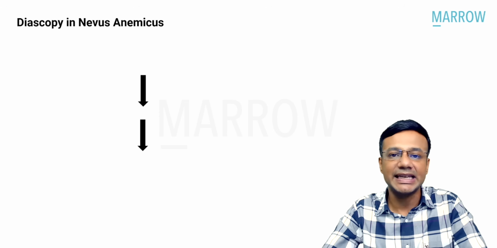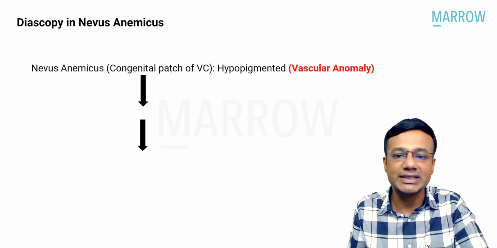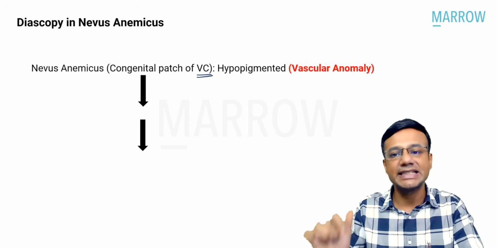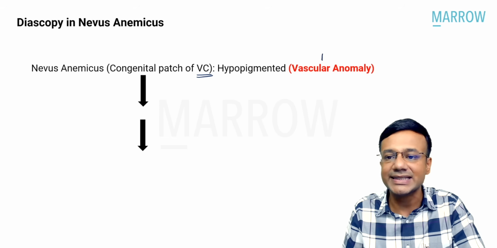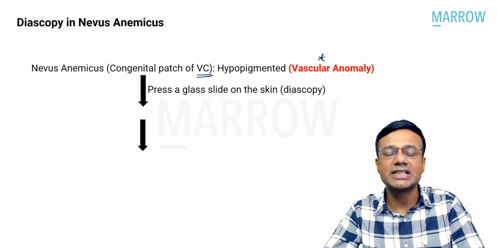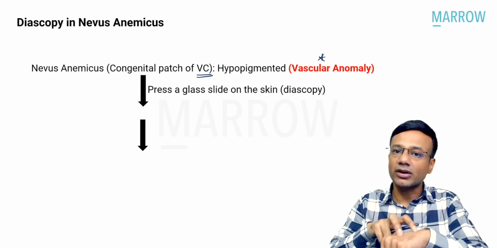Now, what is nevus anemicus, students? Now, please remember, nevus anemicus is a congenital white patch of vasoconstriction. So, please remember, whenever there is vasoconstriction, there is decreased blood supply. That's why it is a vascular anomaly. Now, what will happen if you do diascopy? Diascopy is a test wherein you take a glass lens and test the lesion. Now, in nevus anemicus, there is already vasoconstriction.